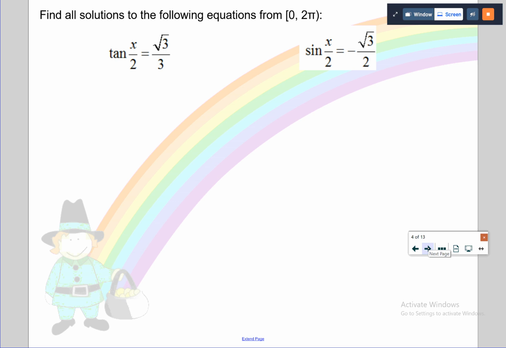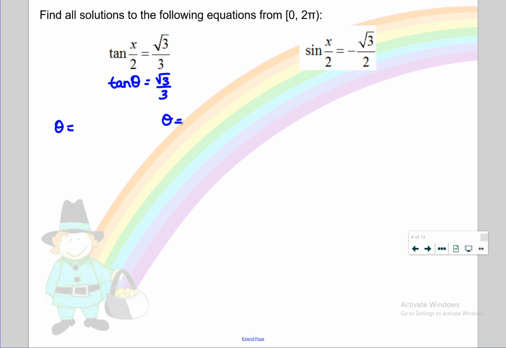Let's try a couple that have half angles. Okay, so tangent of x over 2 equals rad 3 over 3. Same procedure. We're going to make it a theta first, solve for the easier angle, and then put back in the angle we started with. All right, so I'm going to solve tangent theta equals rad 3 over 3. What 2 places on your unit circle? Tangent's positive in 1 and 3, so that's where we're looking. So tangent is y over x. I've got to figure out how I do a y divided by an x and get rad 3 over 3.